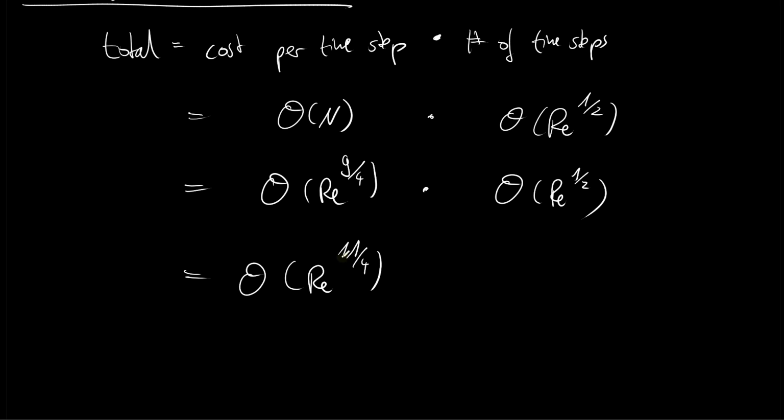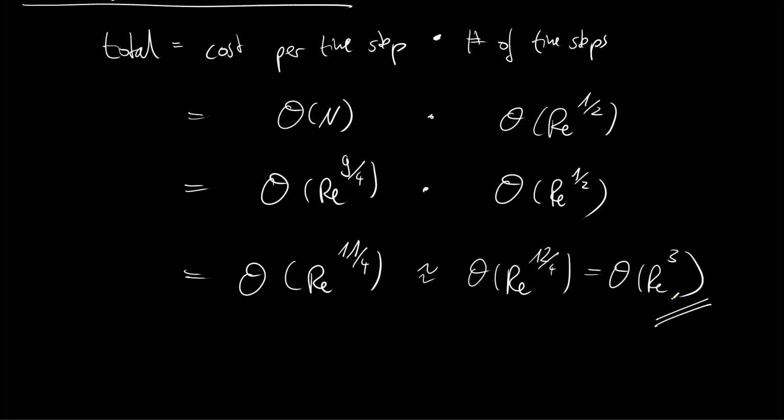And we're just missing 1 in order to have a 12 in the numerator. So we can approximately say this is of the order of Reynolds number to the 12/4, which is in the order of the Reynolds number to the 3. So the Reynolds number cubed. And that is this really important finding, and you see that quite often in some papers that are concerned with turbulence, that the computational cost of a full turbulent flow is in the order of Reynolds number cubed.